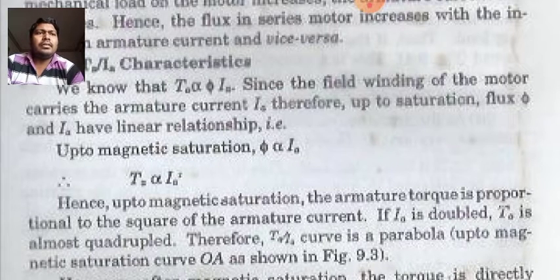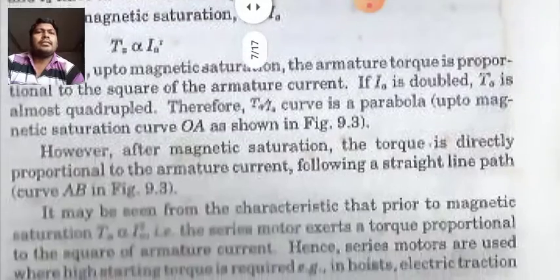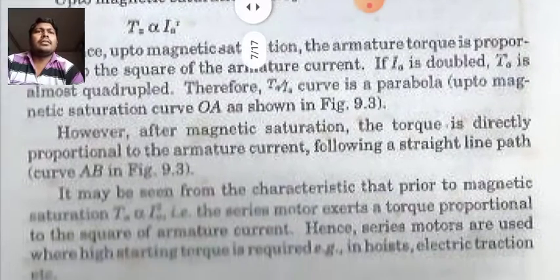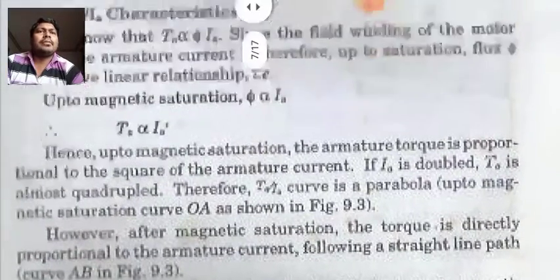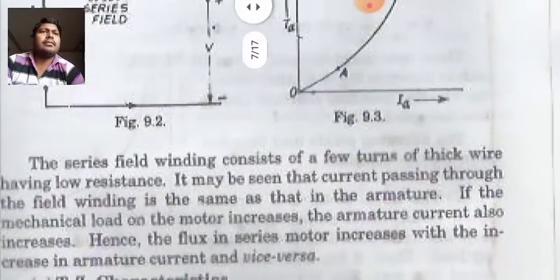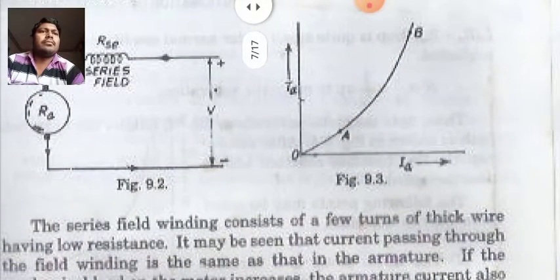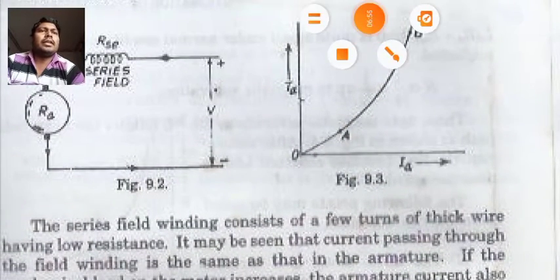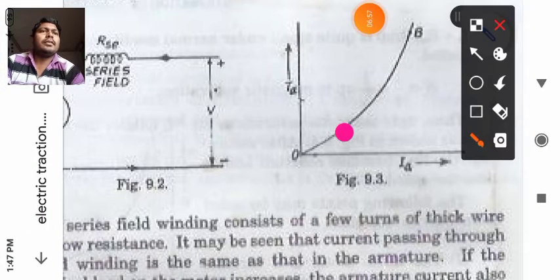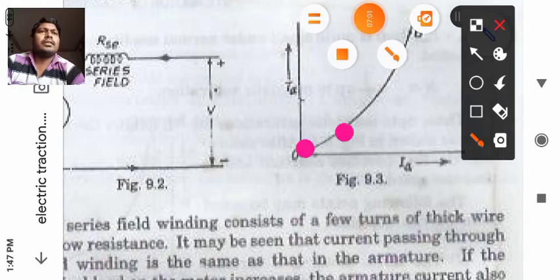If Ia is doubled, Ta is almost quadrupled, and therefore the torque versus Ia curve is a parabola up to magnetic saturation. That is OA as shown in the diagram 9.3. So this was the diagram. It is from O to A, this point.